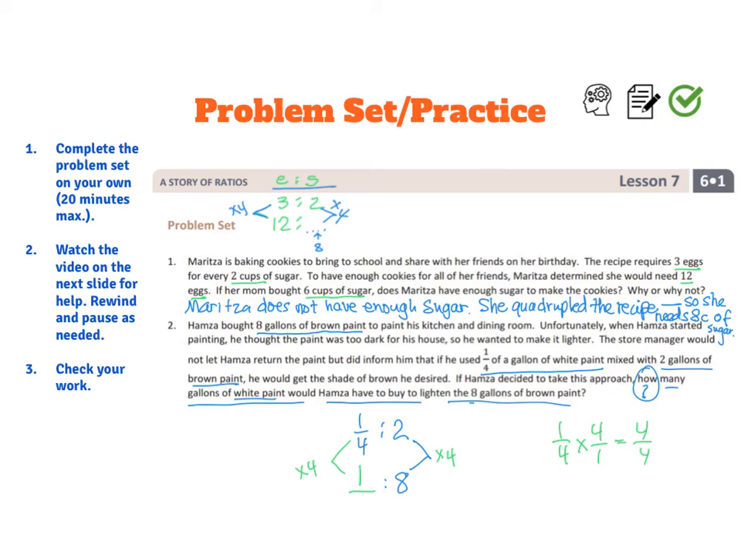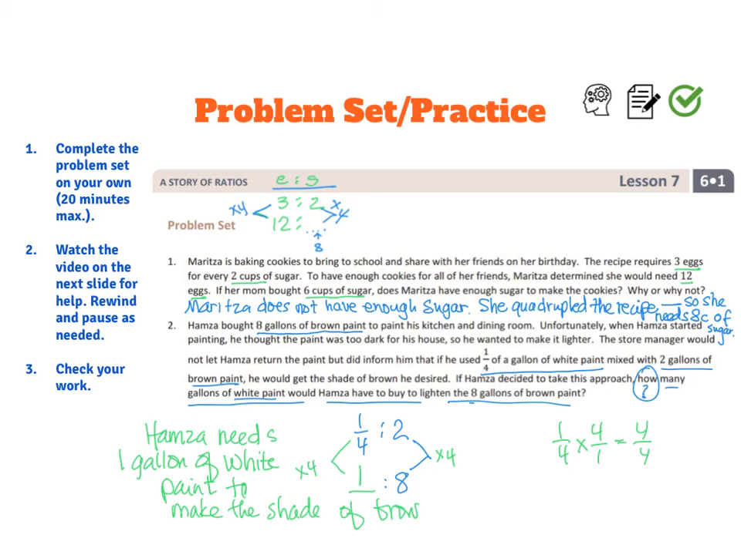Hamza needs 1 gallon of white paint. That's it. To make the shade of brown. Got it. Okay. So we're good on those. Well done.